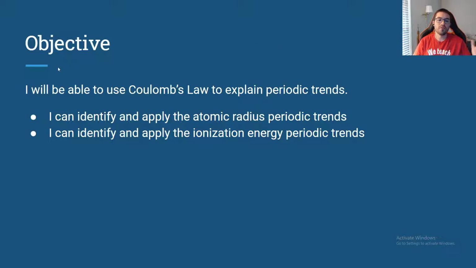So the overall objective for the lesson is for you to be able to use Coulomb's law to explain periodic trends, okay? And later in the second video, you'll be learning about atomic radius and ionization energy and how the periodic trend for those things work. For today, we're pretty much just going to be worried about this thing called Coulomb's law, okay?